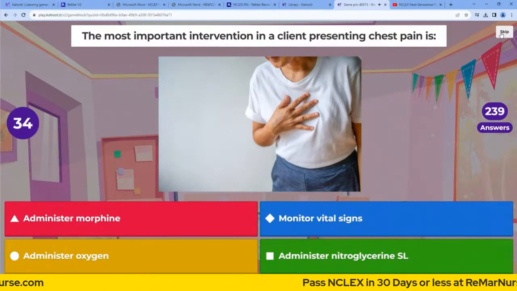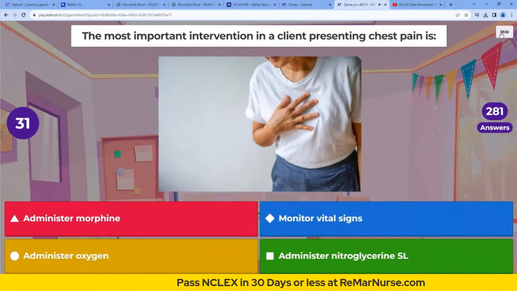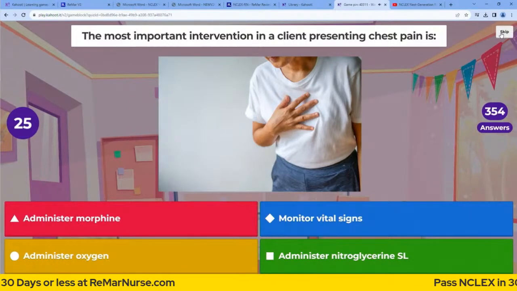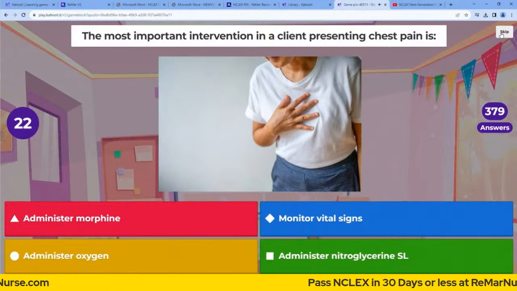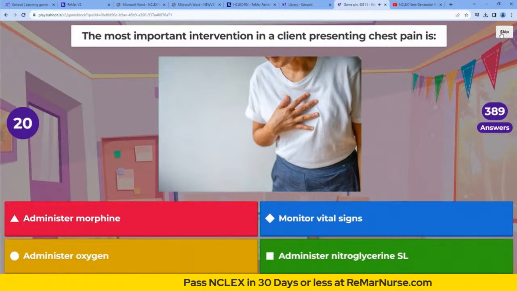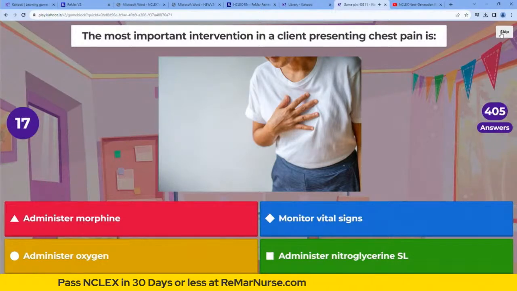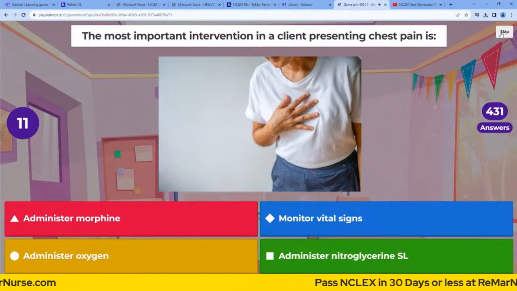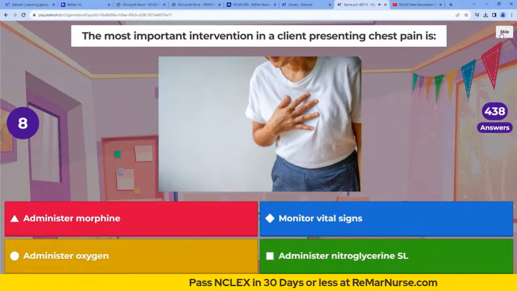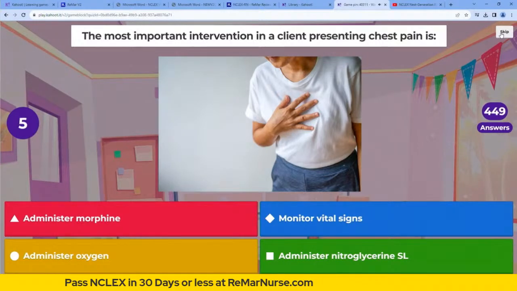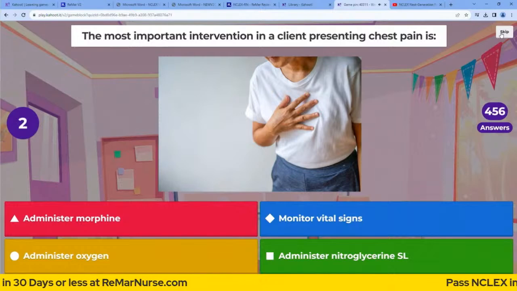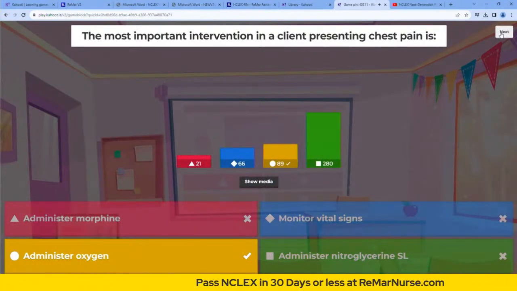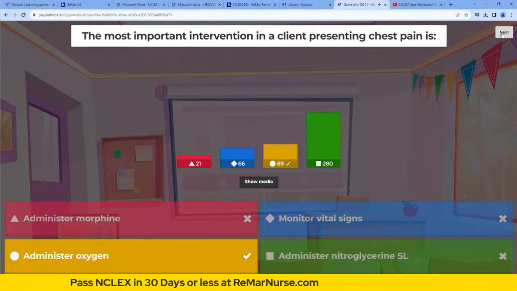Administering sublingual nitroglycerin. We did this as part of the pregame. You guys remember? We talk about a client presenting with chest pain. You don't know what the chest pain is, but they're presenting with it. That's all I want to say about it. What do we do? The most important intervention. I hope you guys get this one right. What did you pick? Oh, the majority of you picked nitroglycerin sublingual.